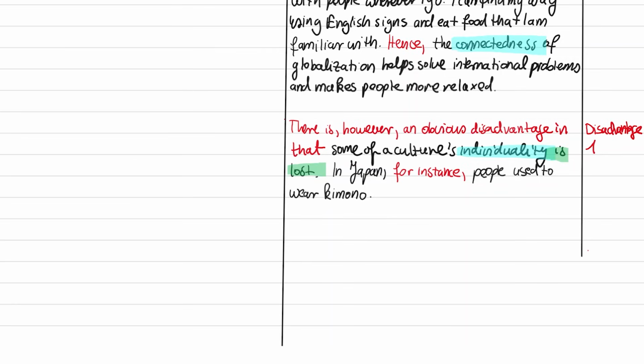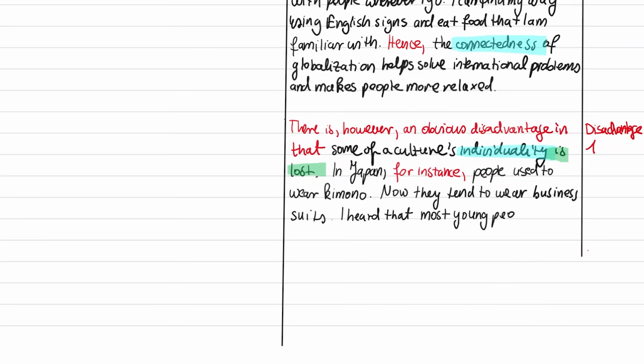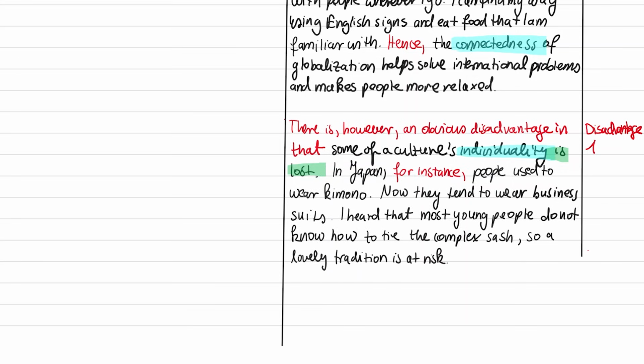Let's continue writing. Now they tend to wear business suits. I heard that most young people do not know how to tie the complex sash, so a lovely tradition is at risk. As you can see, my example has 2 short sentences and 1 long one. "Now they tend to wear business suits" is very short. That makes the point very strong and abrupt. You focus on the disadvantage that business suits have replaced kimono.